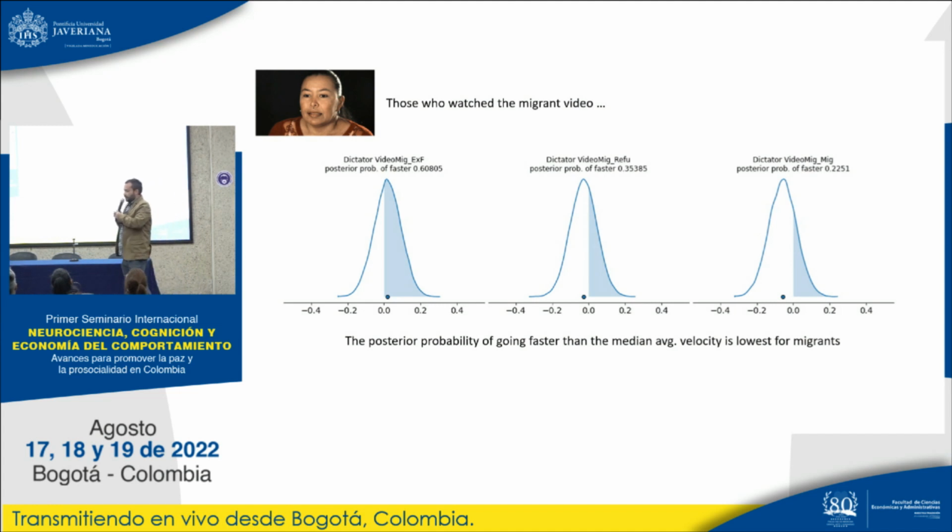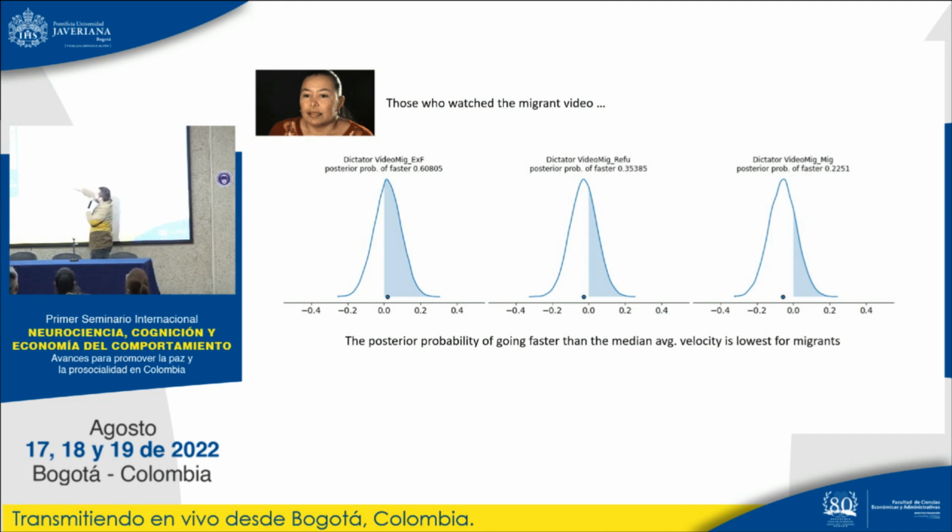What we see here is the probability. We do this Bayesian regression because it allows us to have posterior distributions, not just one, so we test all the possibilities. Here we see, for those who saw the migrant video, what's the probability for them to be faster. Here what we see is dictator, video, migrant, all of these are about the migrant video, and here is the agent they were transferring to. Ex-FARC, Refu is the IDP, and Meg is the Venezuelan migrant.